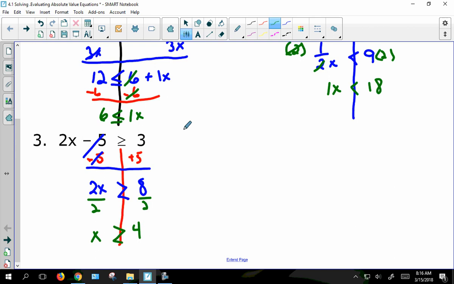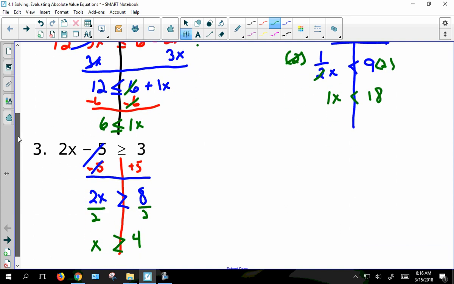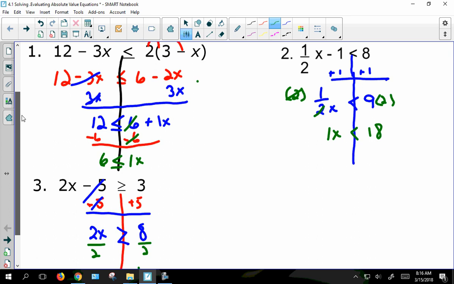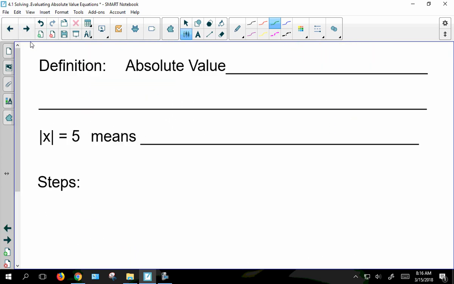Here's the only thing you need to understand, and we didn't do this because of my secret rule. Move the smallest number with a letter. That means you'll always have a positive number next to your x. If you multiply or divide by a negative, what do you have to do? Flip the inequality. All right. Here we go. We got some writing.